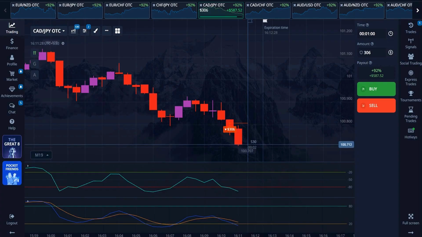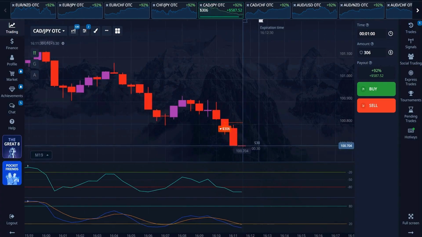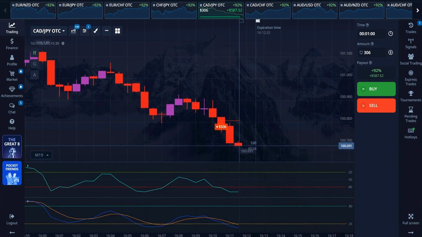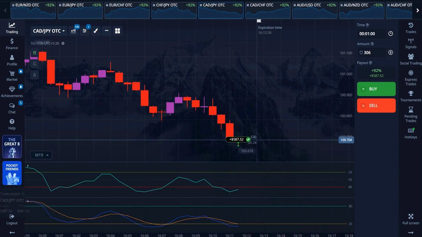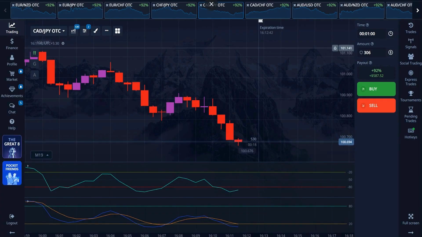Also, stick to currency pairs with high payout percentages. They change throughout the day, so keep checking and switch when needed to get the most profit. And of course, practice on a demo account first. It's the safest way to get used to the signals before using real money.